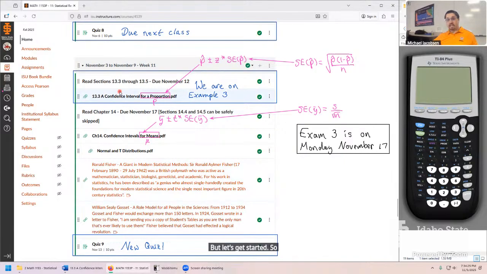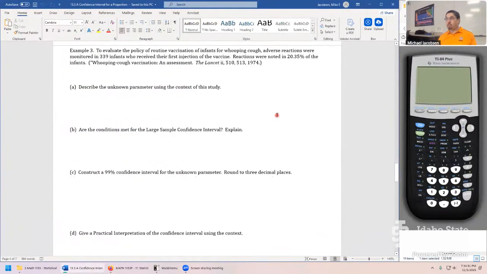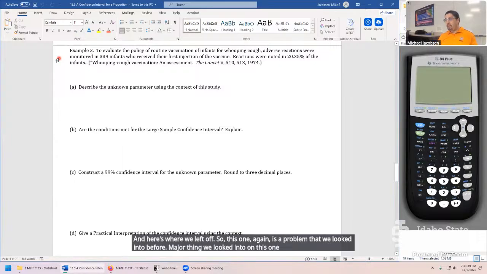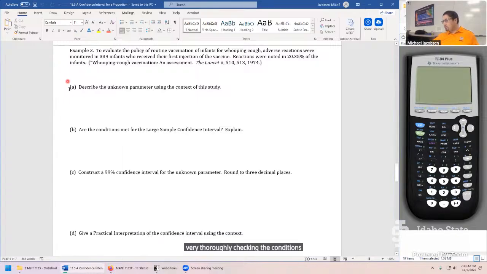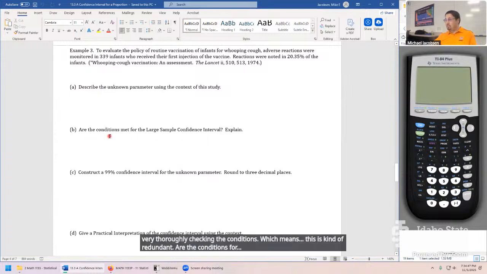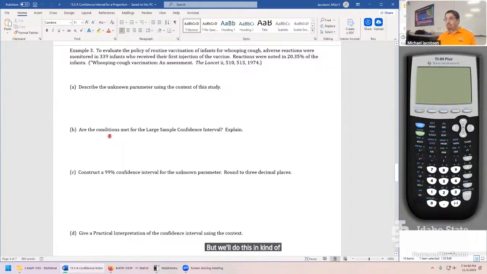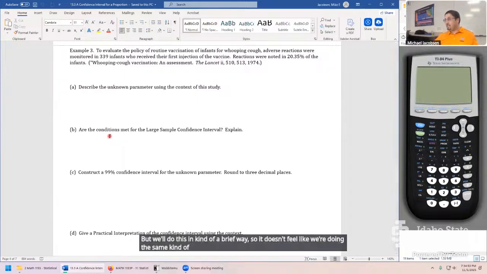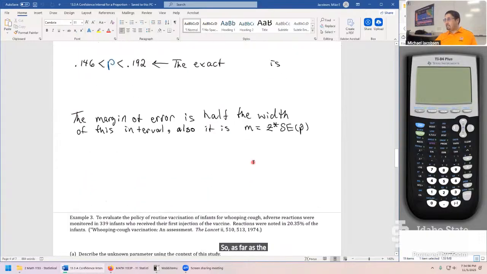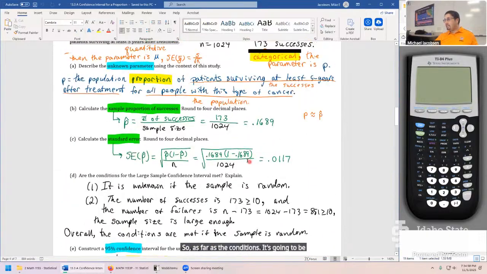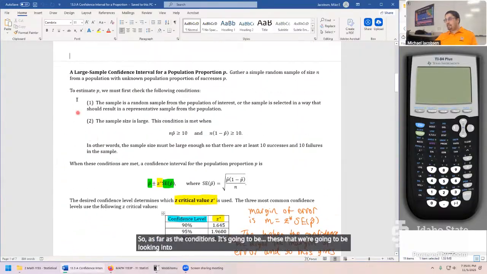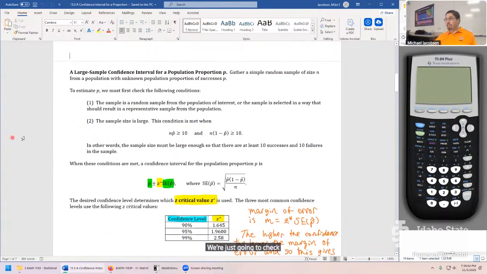So we're on example 3 in section 13.3. And here's where we left off. This one, again, is a problem that we looked into before. The major thing we looked into on this one was very thoroughly checking the conditions, which means this is kind of redundant. Do the conditions match for the large sample confidence interval? But we'll do this in a brief way so it doesn't feel like we're doing the same kind of problem twice. So as far as the conditions, it's going to be these that we're going to be looking into here. We're just going to check these two conditions thoroughly.